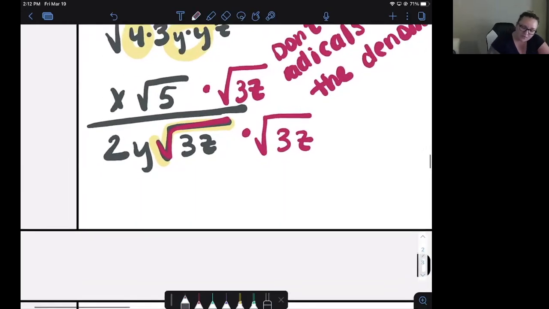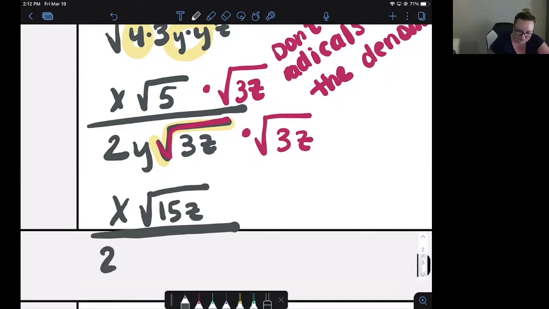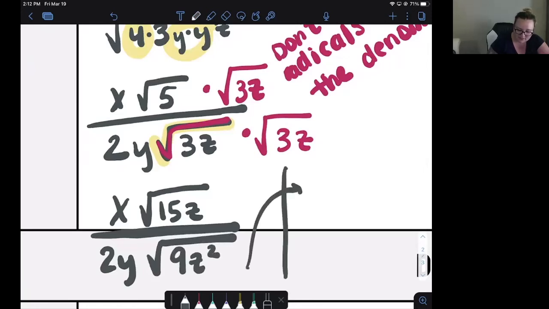Well, what happens is you get x. The square root of 5 times the square root of 3z is the same thing as 5 times 3z, which is 15z, all over 2y root 3z times 3z is 9z squared. We'll check out what is about to happen.